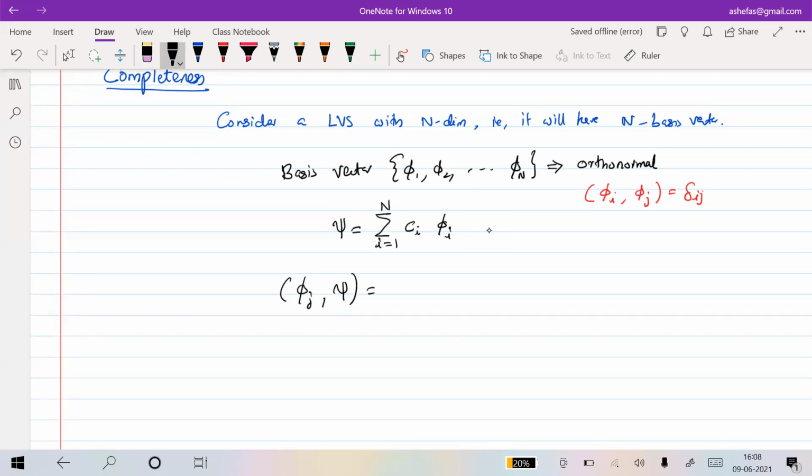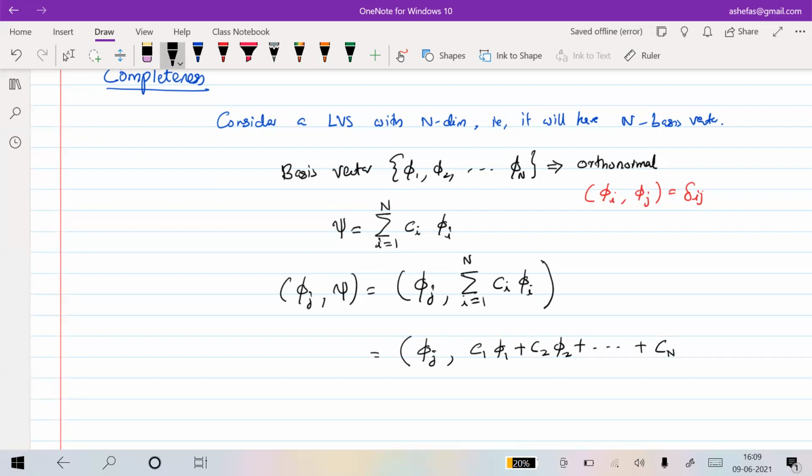So the inner product of phi j with psi would be the inner product phi j, comma, what is psi? Sum over i equal to 1 to n ci phi i. Now what we can do is take the summation outside. How is it possible? Because the sum is nothing but c1 phi 1 plus c2 phi 2 plus etc. up to cn phi n.